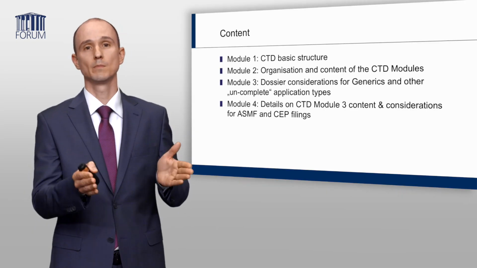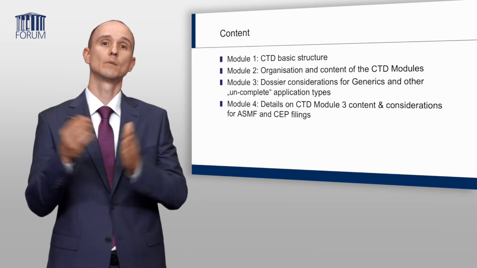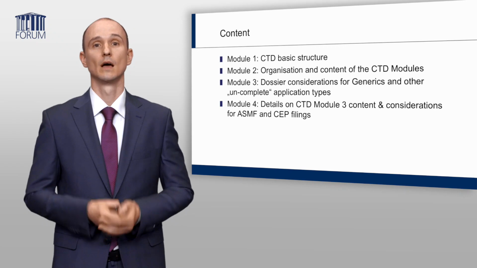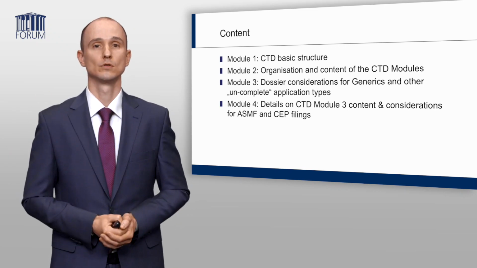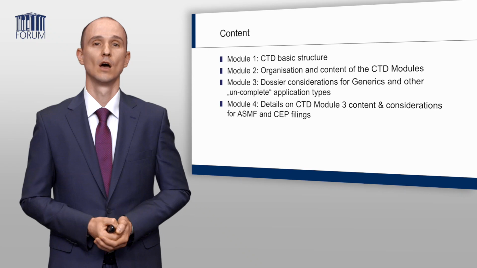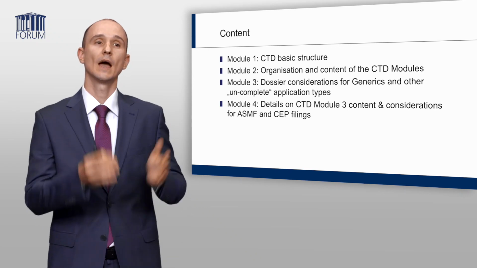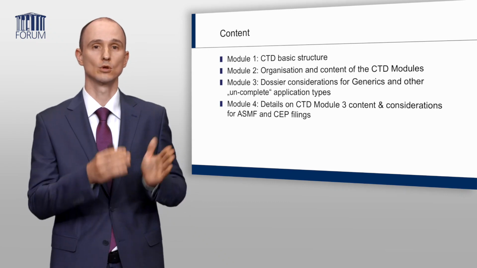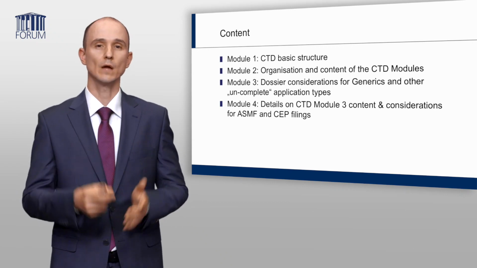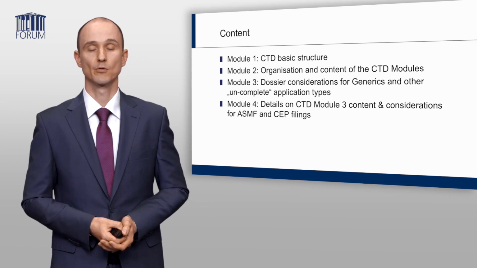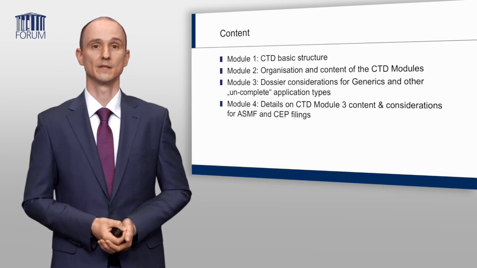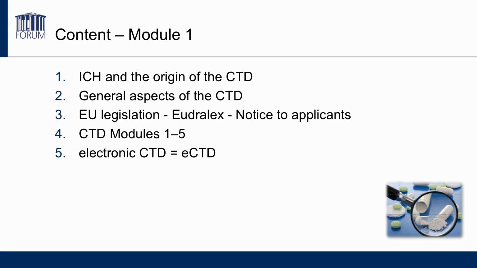Afterwards, in part 3, we will have a look at complete and abridged application types and how these different application types affect the amount and the way that you have to include information into the different modules of the Common Technical Document. And finally, in the 4th part, we will have a more in-depth look into the quality part, the module 3 of the CTD. And we will talk about specific considerations for the active substance master file and also for the Certificate of European Pharmacopoeia, the CEP.